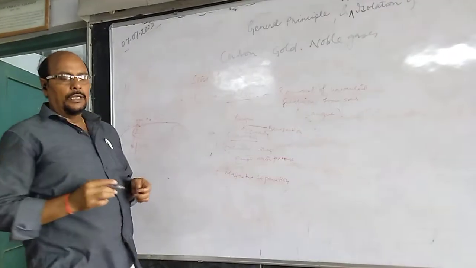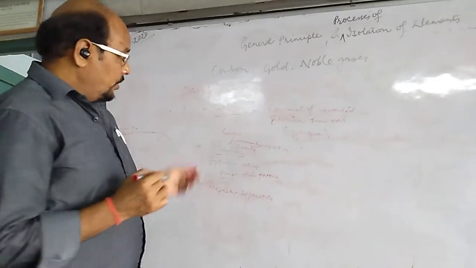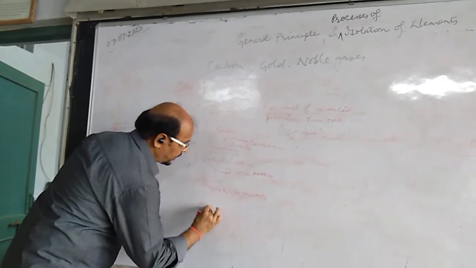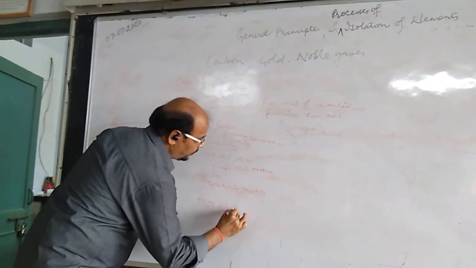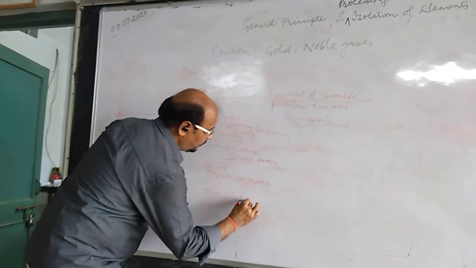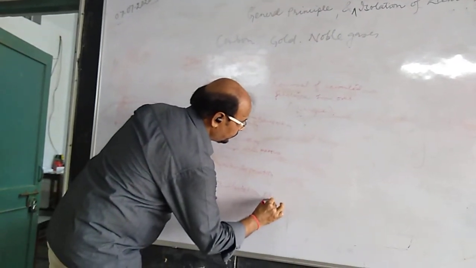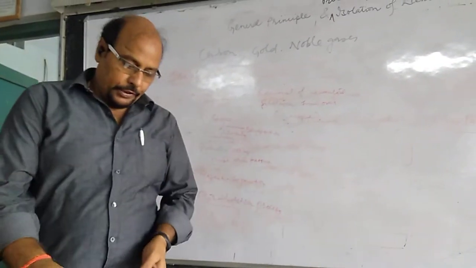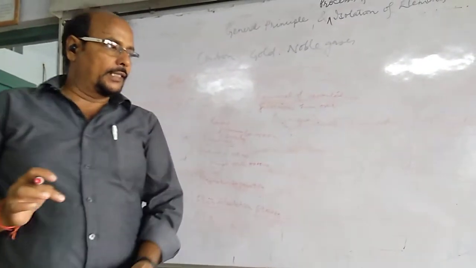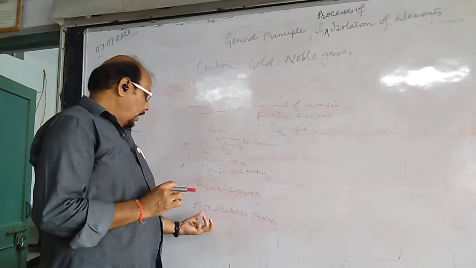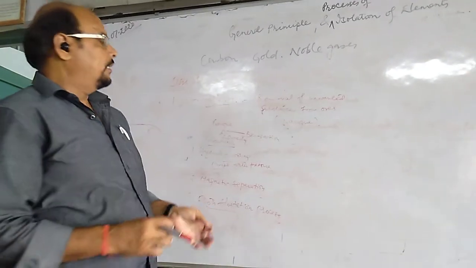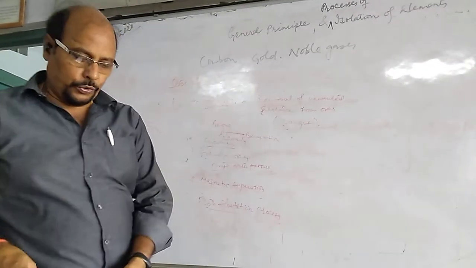The third one, which is the important one, is the froth flotation process. This is very important from the point of view of examination. What is this process all about? As the name suggests, froth means foam, flotation means float. Particularly it is done for the removal of copper ores, right?